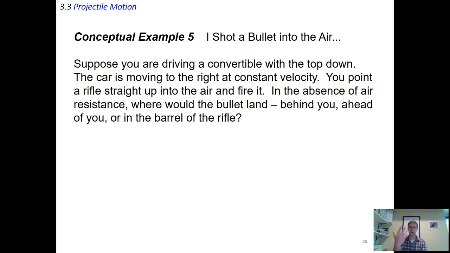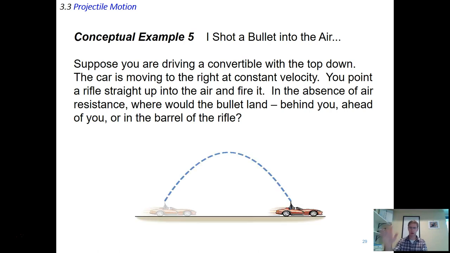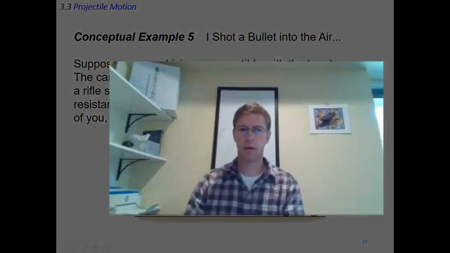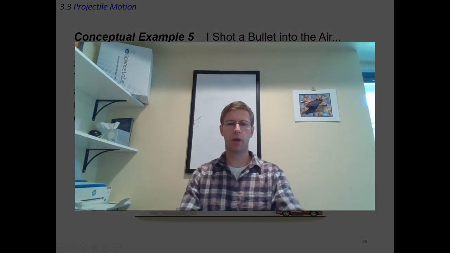In front of you, behind you, or does it hit back in the barrel of the gun? What do you think and why? All right, hopefully you answered, okay? What do you think? Well, the correct answer, believe it or not, is it will land directly back in the barrel of the gun. Now, a lot of people think this is sort of weird, right?